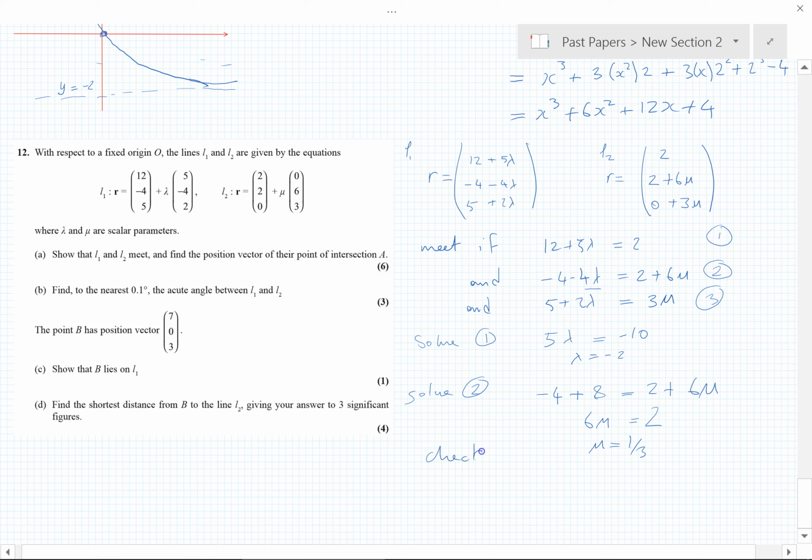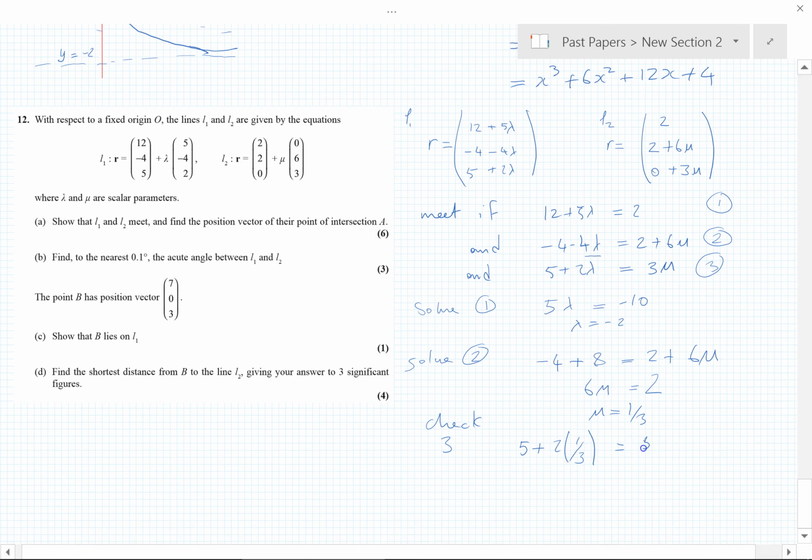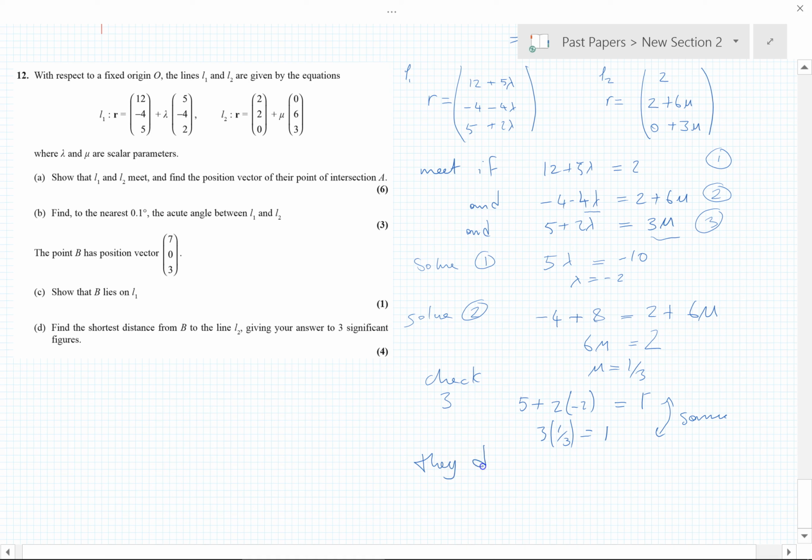Now we can check 3 to see if this works. Check 3, we've got 5 plus 2 times a third, no, that's the wrong value I've subbed in, isn't it? 5 plus 2 times minus 2 equals 1, and also if I sub the third into here, 3 times a third equals 1, so they're the same, so they do meet, when lambda equals minus 2 and mu equals a third.